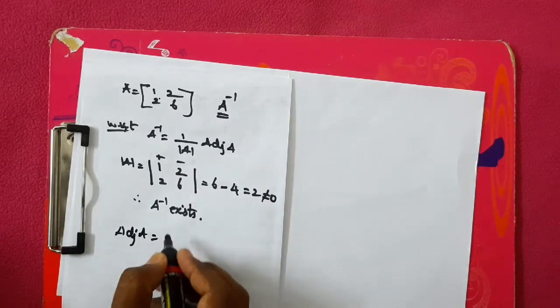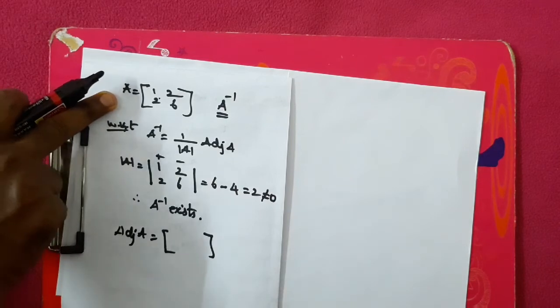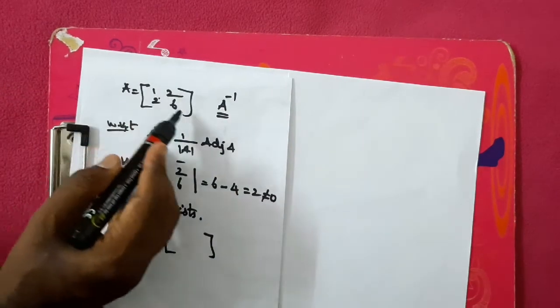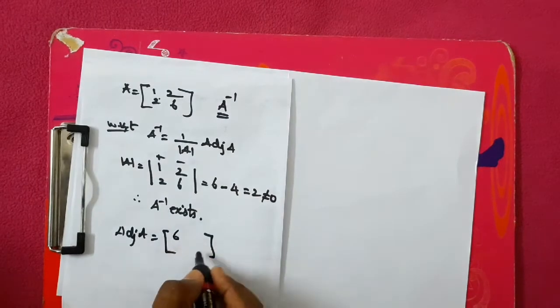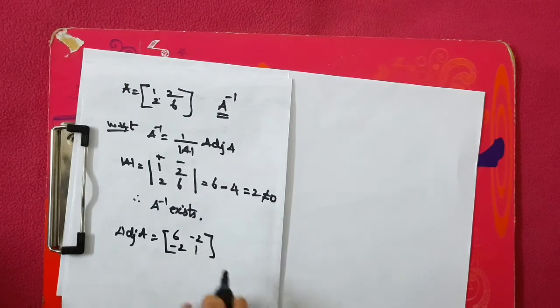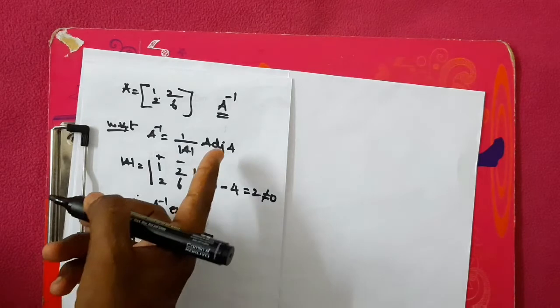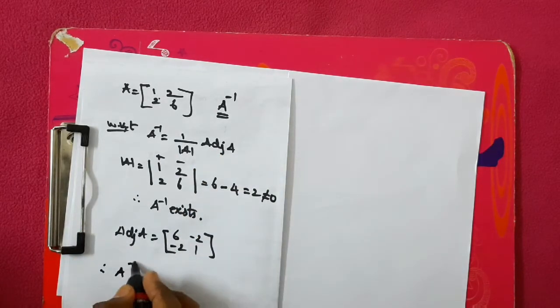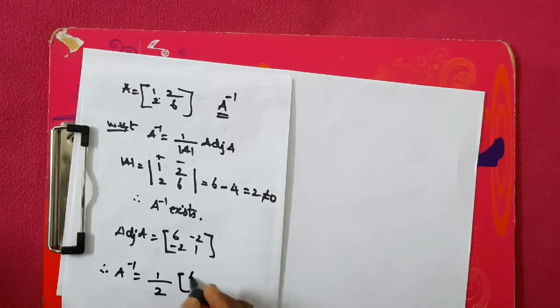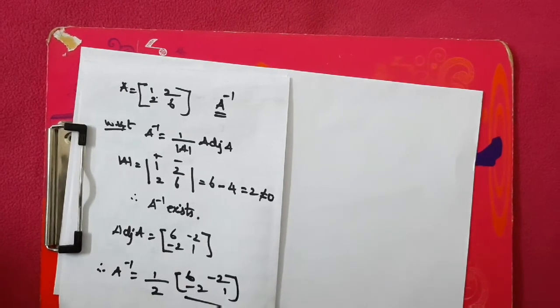So adjoint of A is nothing but, I told you, it's a 2 by 2 matrix, 2 rows 2 columns. So finding the adjoint is easy. In the first diagonal, change the numbers. So 6, 1. In the second diagonal, you change the sign. So minus 2, minus 2. That's all. So use the determinant of A value and the adjoint of A value in the formula. Therefore, A inverse is equal to 1 by 2 into [6, minus 2; minus 2, 1]. So this is the A inverse for the given matrix A.